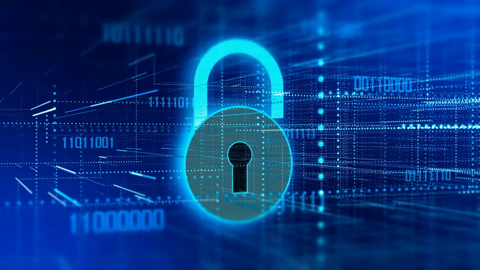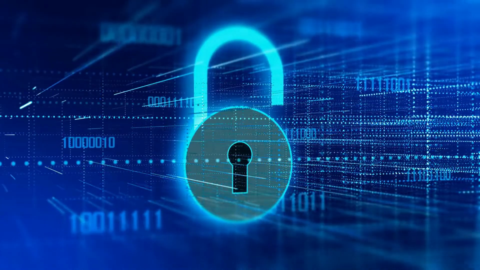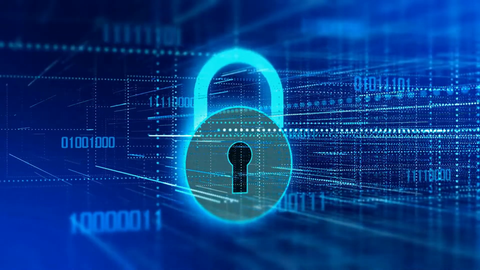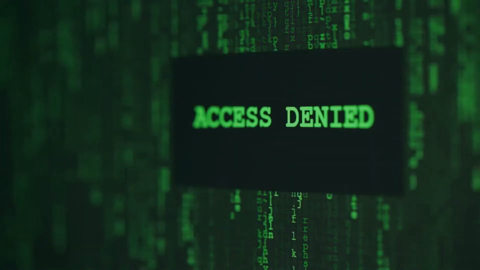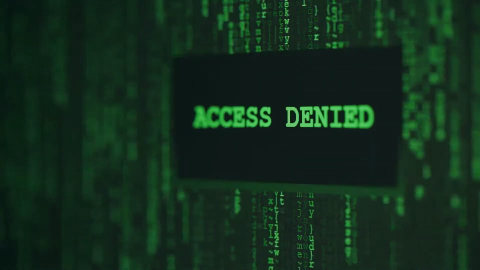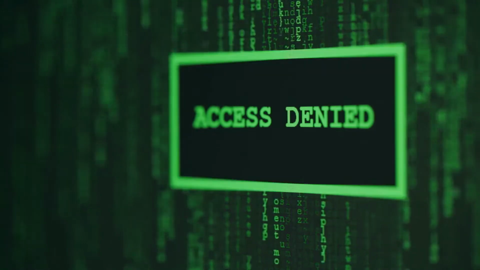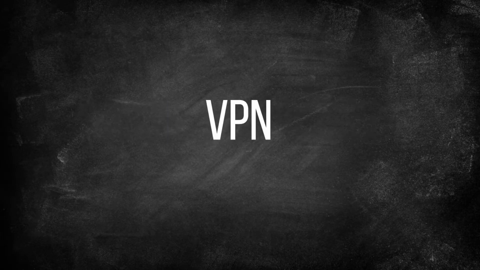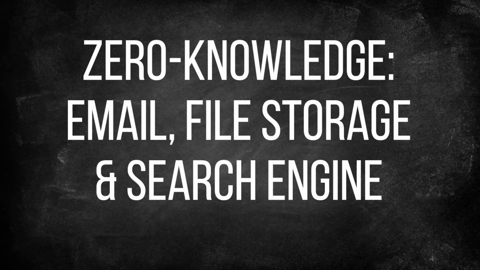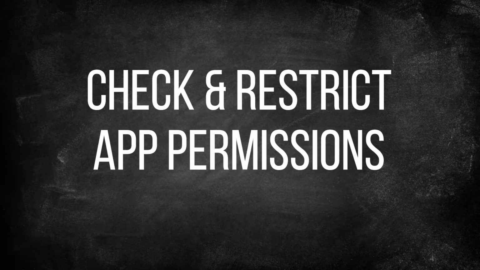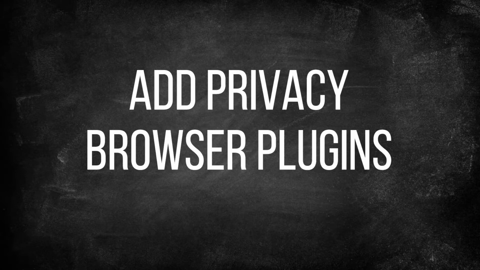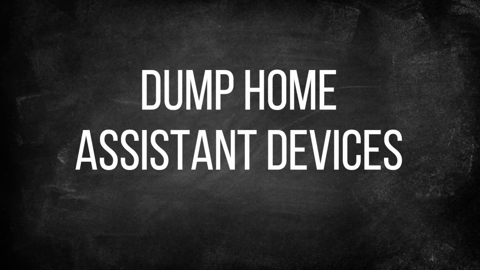In this episode, we will discuss 10 key things you can do to almost always remain anonymous online and protect your privacy. The 30-second version of this video is this: use the Tor browser, Signal messaging, a VPN, zero-knowledge email, zero-knowledge cloud storage, and zero-knowledge search engine services, limit what you post, check and restrict mobile app permissions, use privacy plugins for your browser, and dump your Home Assistant.